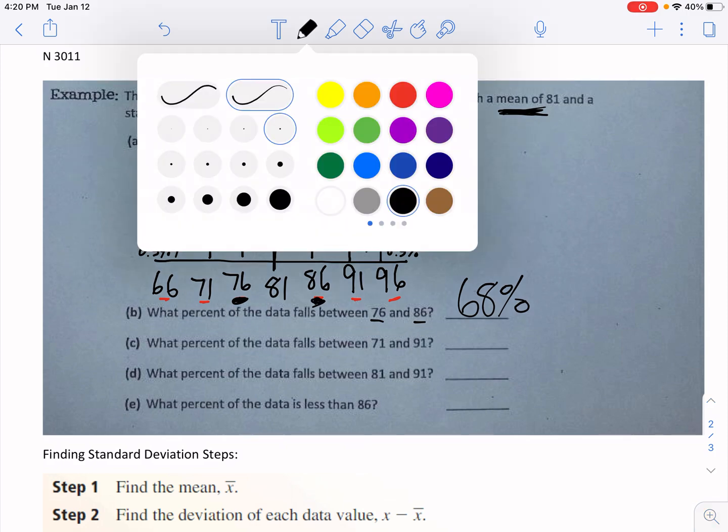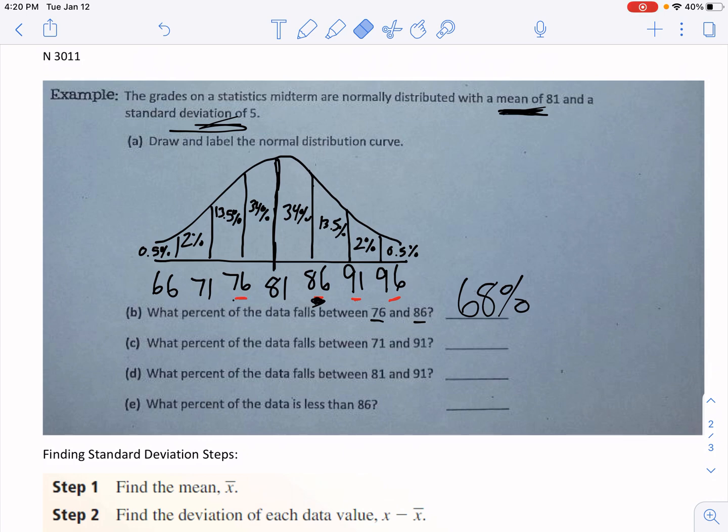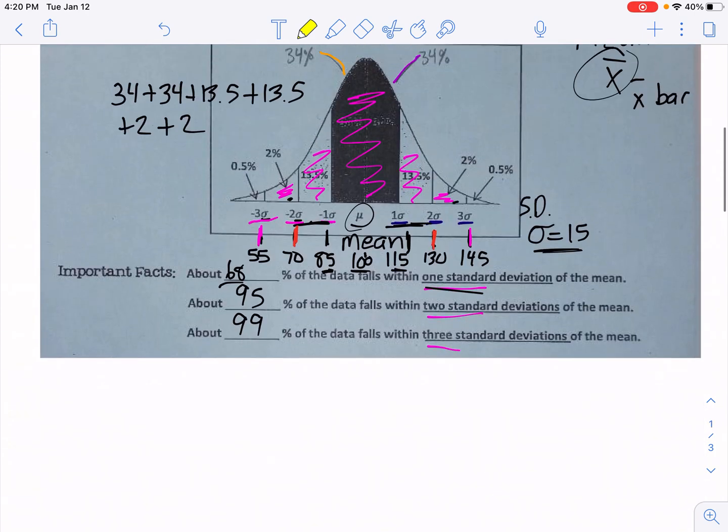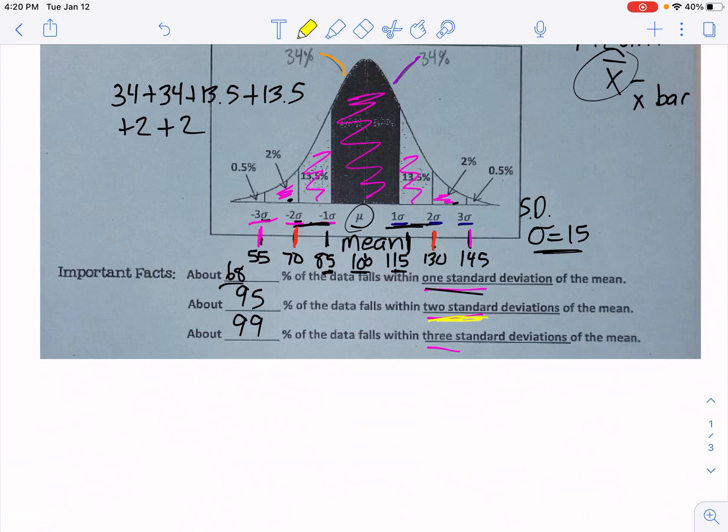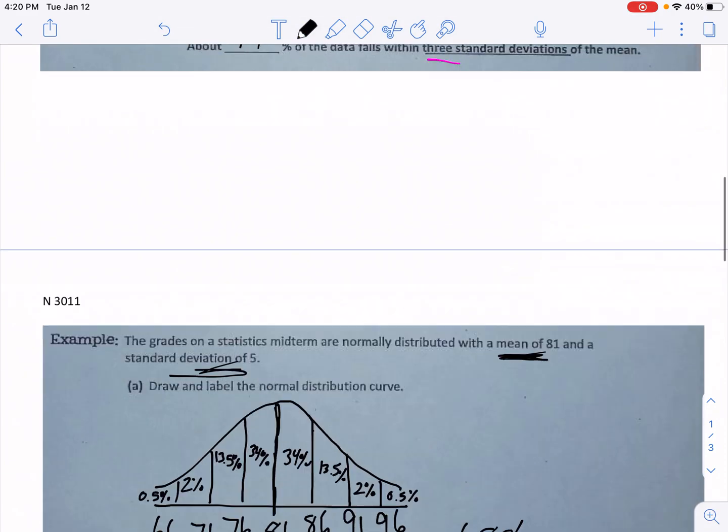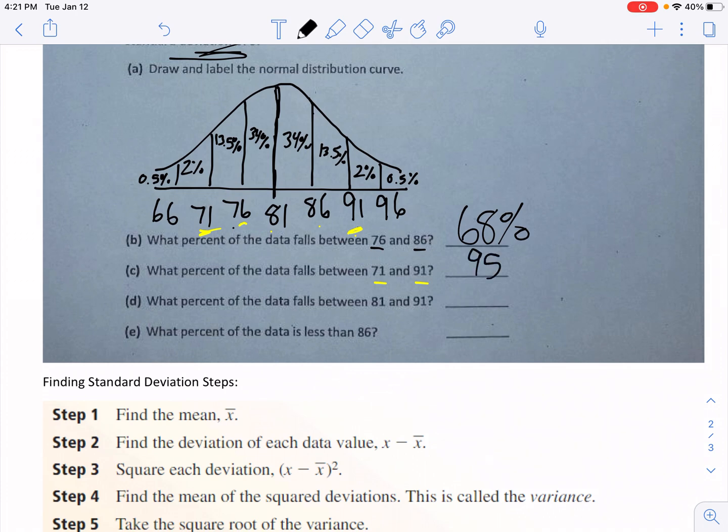Next question says, and maybe I need to get rid of these marks. Okay. Next question says, what percent of data falls between 71 and 91? Well, 71 is here, 91 is here. Notice they are 1, 2 away, 1, 2 away. They're both 2 standard deviations away from our mean here, okay? So if we're 2 standard deviations away, like we said here, that's 95% of the data, okay? So 95% of the data is going to be between 71 and 91.